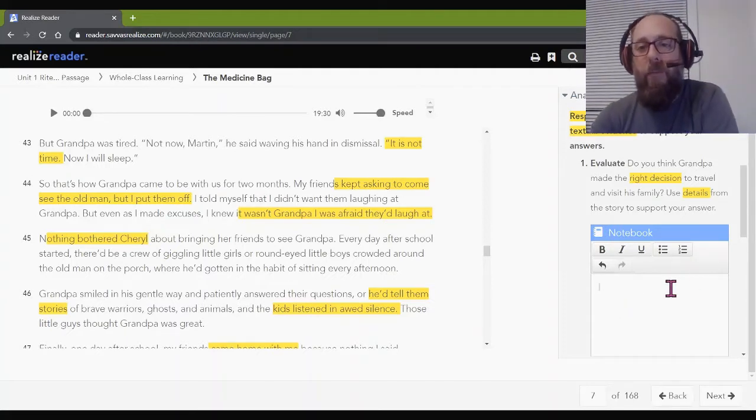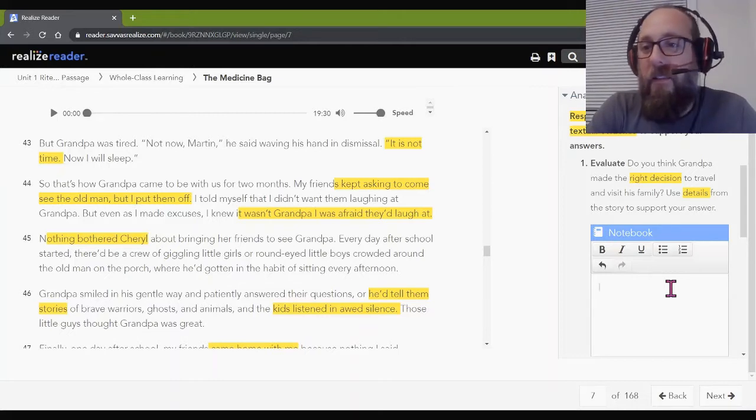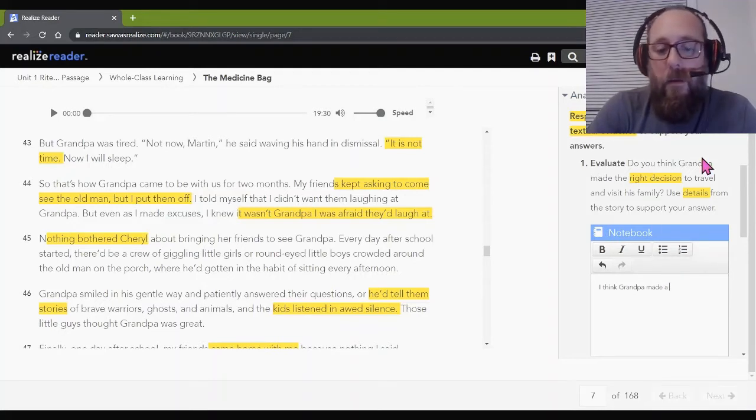In fact, we have a prompt here, don't we? Yes, we do. And it's asking for details. So at least 2 pieces of evidence. So this is going to be one of those paragraphs, like a body paragraph. I'm going to answer: I think Grandpa made a good or bad choice. What do you think? Blank. Choice to take on his journey because of a reason, period.